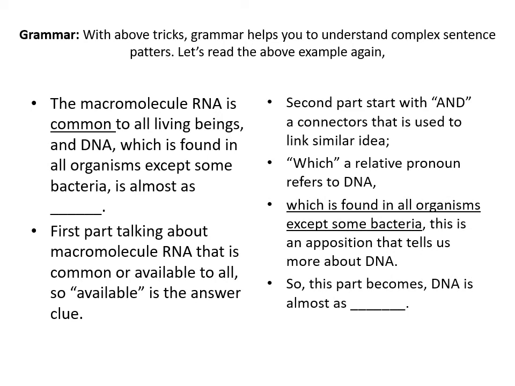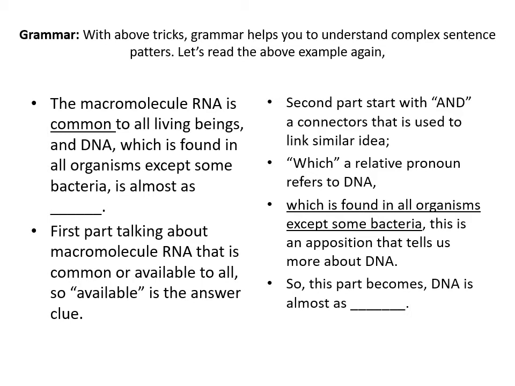With the above tricks, grammar helps you to understand complex sentence patterns. Let's read the above example again. The macromolecule RNA is common to all living beings, and DNA, which is found in all organisms except some bacteria, is almost as dash. The first part is talking about macromolecule RNA that is common or available to all, so available is the answer clue.